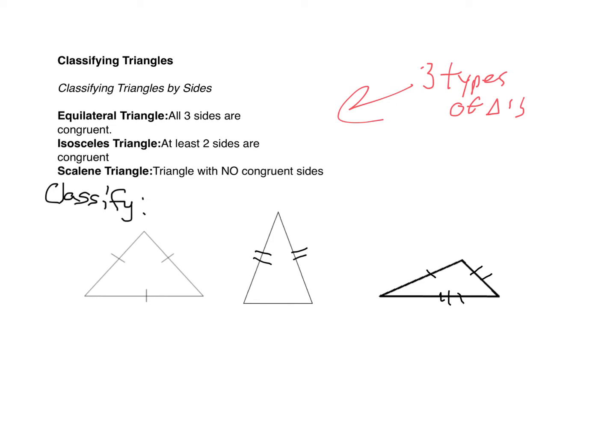So you see down here we have some directions that say to classify. What we're going to do is classify these triangles into these three groups. We see this first one right here has one tick mark there, one tick mark there, and one tick mark there. That means all three sides are congruent. Because all three sides are congruent, we know this is an equilateral.